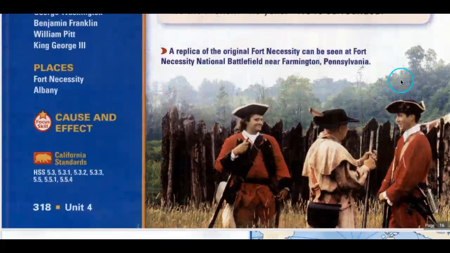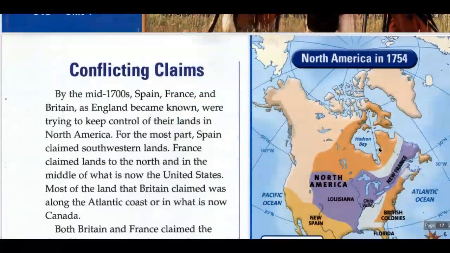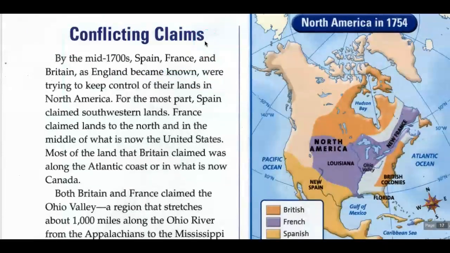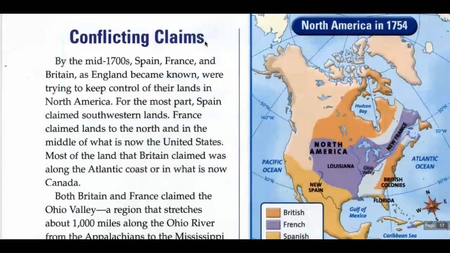And it says that you can see a replica of the original Fort Necessity at Fort Necessity National Battlefield near Farmington, Pennsylvania. Okay, our first heading that we'll use to set up our Cornell notes, our 2-column notes on the left side, conflicting claims. What were the conflicting claims? What happened because of conflicting claims?